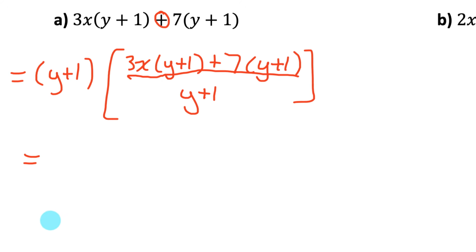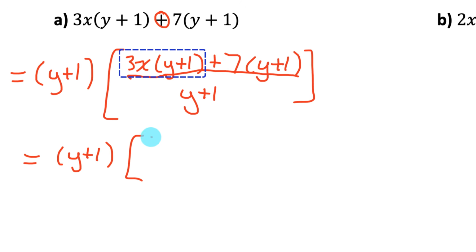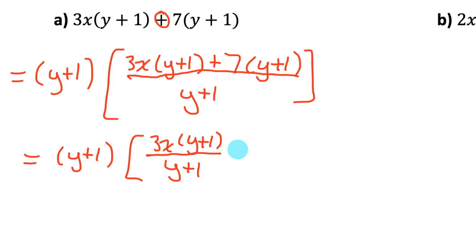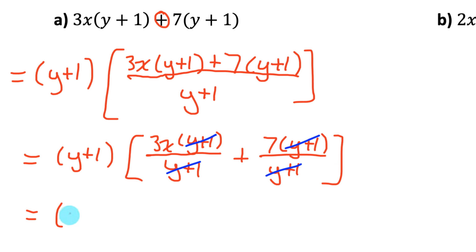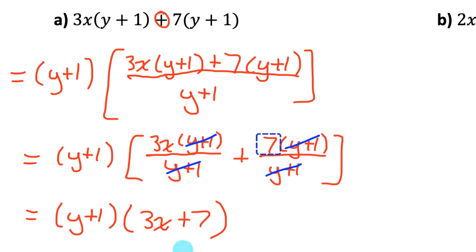And maybe for this one, let me actually rewrite inside the bracket, separate it into both terms, showing that they're both being divided by y plus 1. So I'll leave that y plus 1 out front. Then in brackets, that first term, 3x times y plus 1, that's being divided by y plus 1. And the second term, 7 times y plus 1, is also being divided by y plus 1. I wrote it this way so that you can see that in both of those terms, we have a y plus 1 over a y plus 1. Those are all going to cancel. And then inside the square brackets, all that we're left with is 3x plus 7.